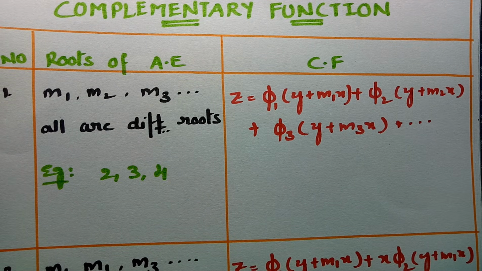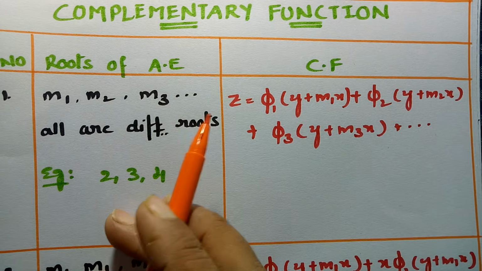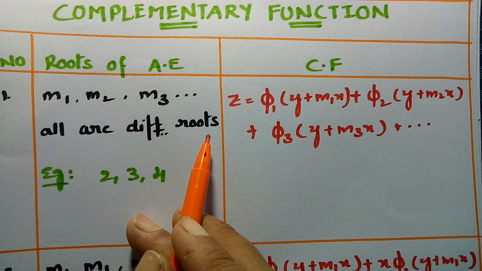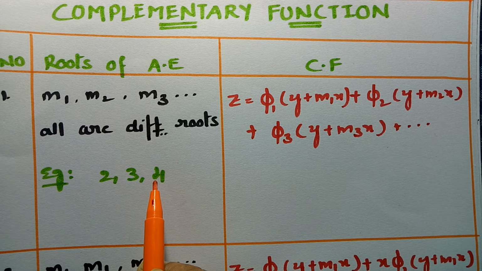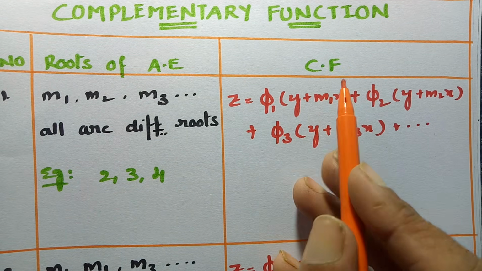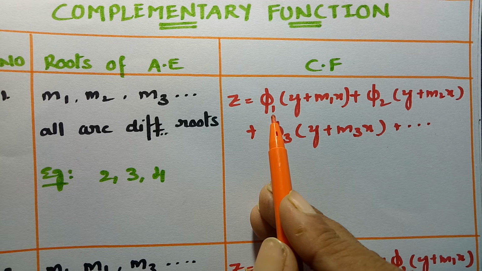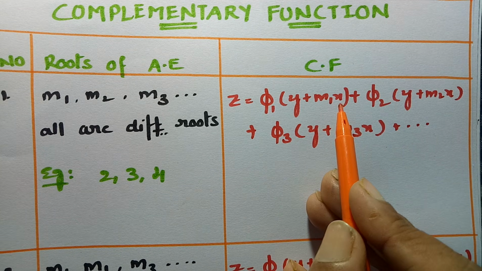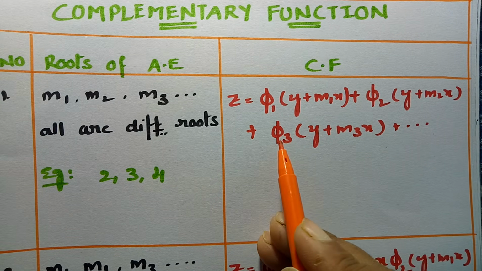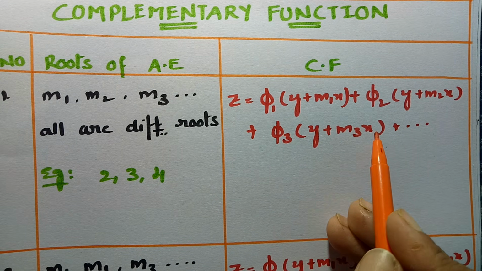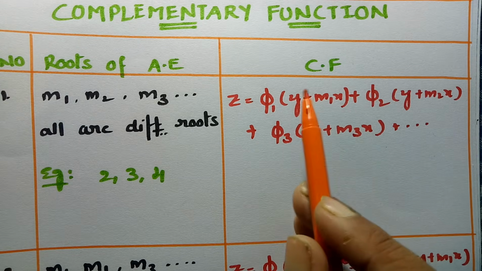If the roots m1, m2, m3 and so on are all different roots, for example, if I take 2, 3 and 4, the complementary function can be written as z is equal to phi 1 of y plus m1x, phi 2 of y plus m2x and phi 3 of y plus m3x. So this is the general form.